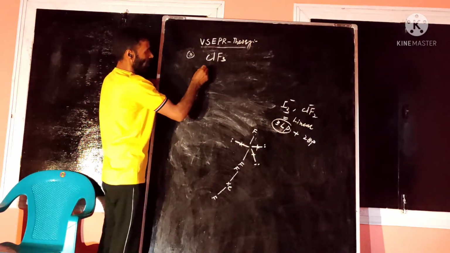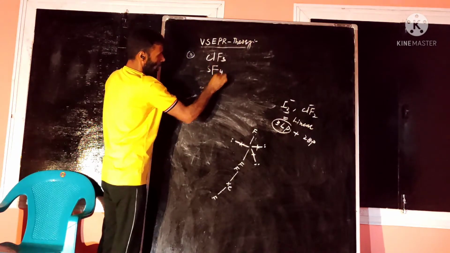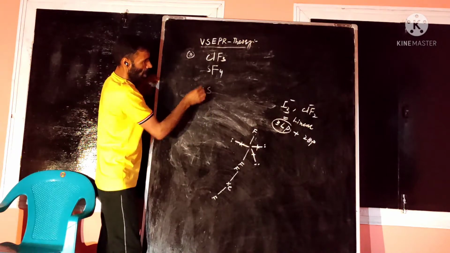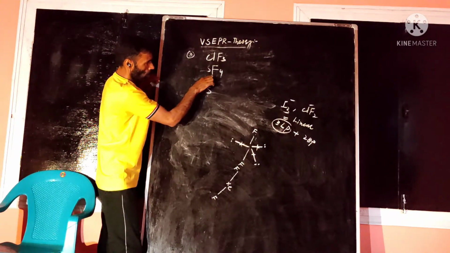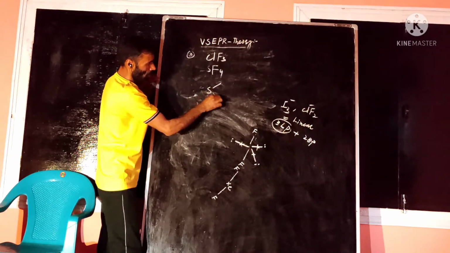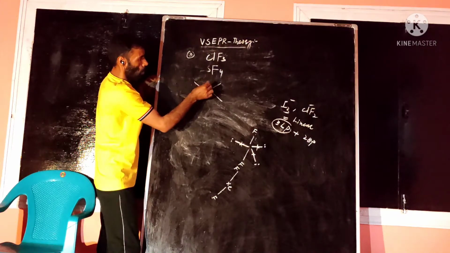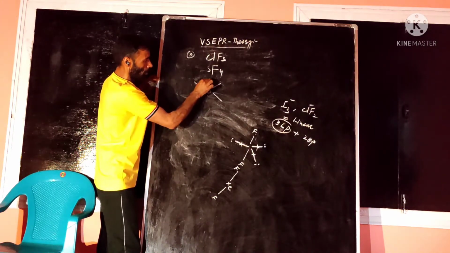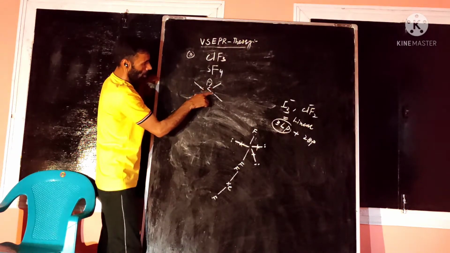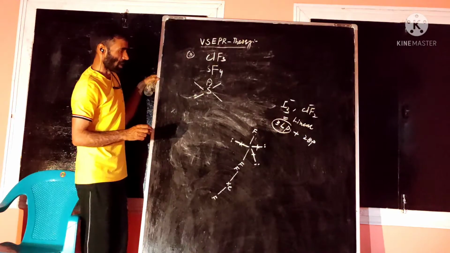Now taking this example, SF4. Sulfur has 6 valence electrons. Among them, 4 are involved in bond formation, so this one has a bond, this one, this one, and this one. After that, one lone pair. Why one lone pair? Because in total there are 6 electrons, 1, 2, 3, 4, 5, and 6, and one will remain as a lone pair.